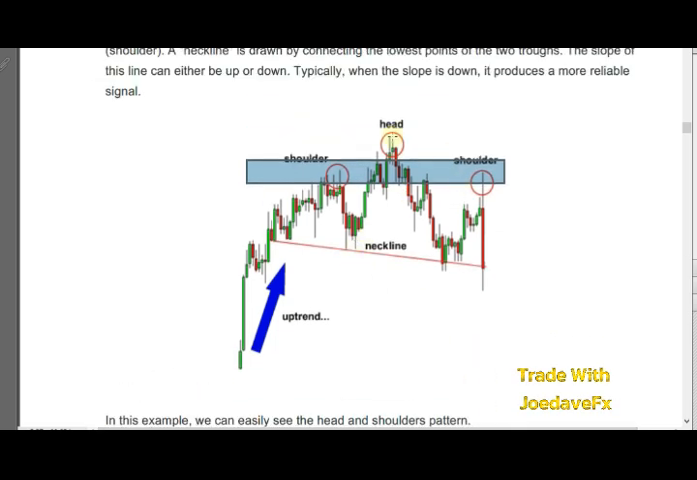Now this pattern, what I just explained here, is called the QM pattern. That's the Quasimodo pattern, where you get in at the left shoulder. It's a very simple strategy.